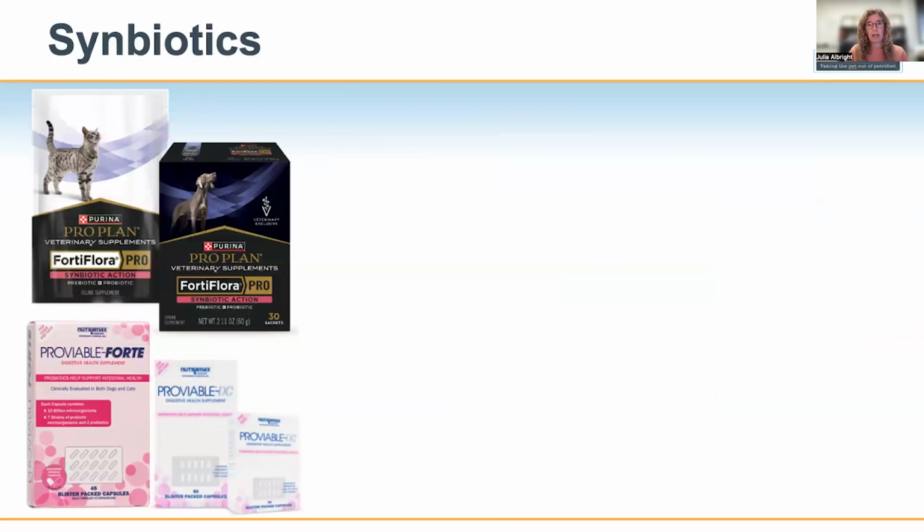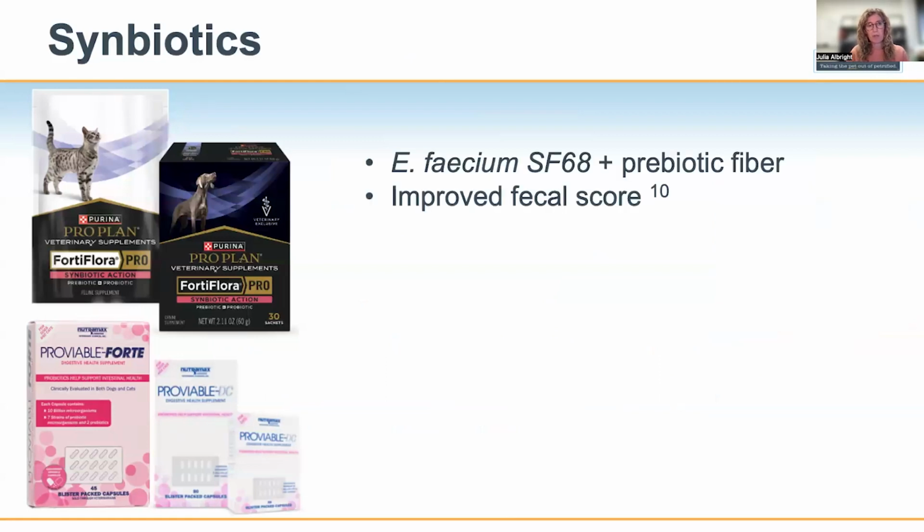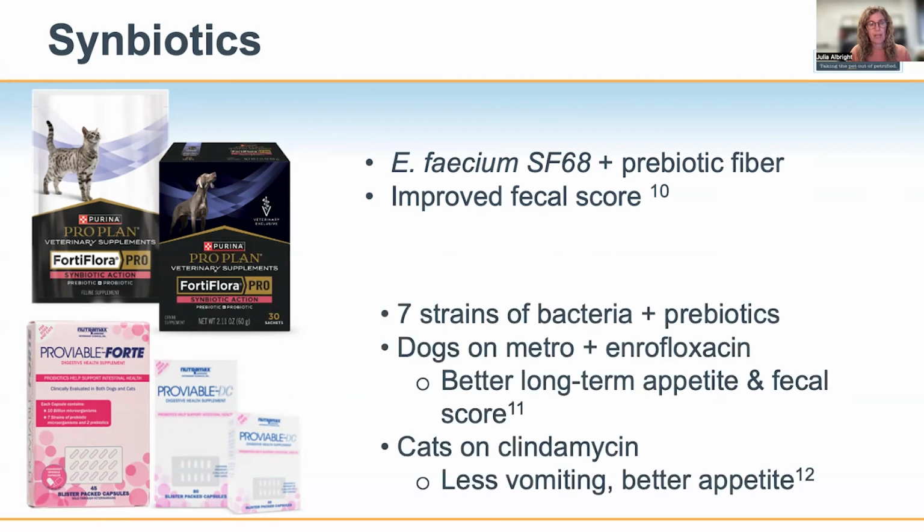So what about the symbiotics? Purina has FortiFlora Pro, which is the same Enterococcus faecium SF68, but it also includes a prebiotic fiber. And my clinical impression is it's going to have the same effects as the FortiFlora, but it's just going to be enhanced by providing that fiber. And it has been shown to improve the fecal score in dogs and cats. There was a study with cats as well.